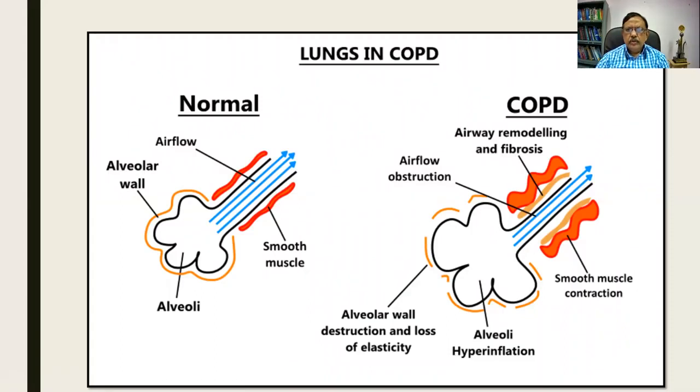Again, what happens to the lungs in chronic obstructive pulmonary disease? In the normal airway over here, you find that there is a terminal respiratory bronchiole, a free flow of air is present. And the smooth muscle also is quite thin. But see what happens in a case of COPD. There is a difficulty in the air entering and leaving. There is a hyperplasia of the smooth muscle, and there can be some amount of fibrosis which can be present. These are some features of chronic obstructive pulmonary disease. Please have it in mind.